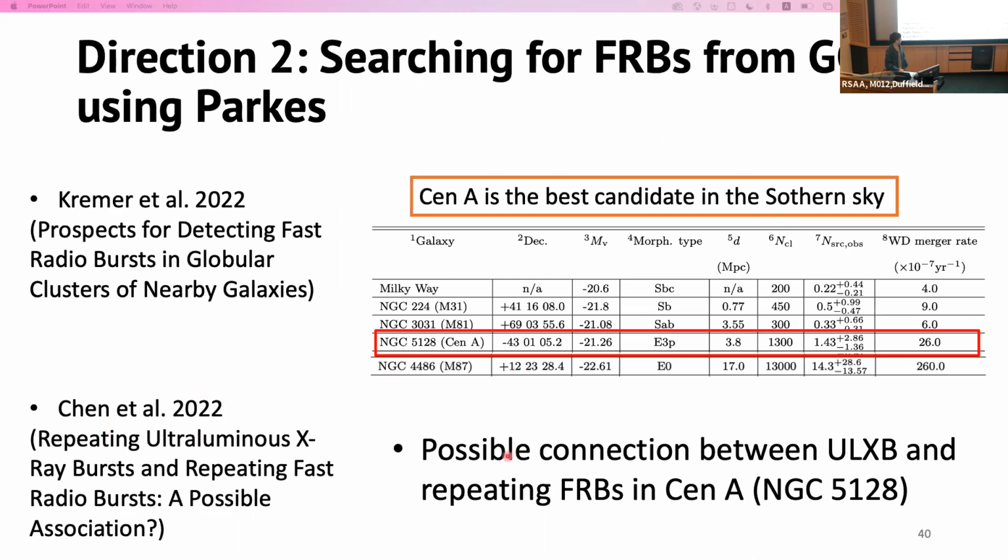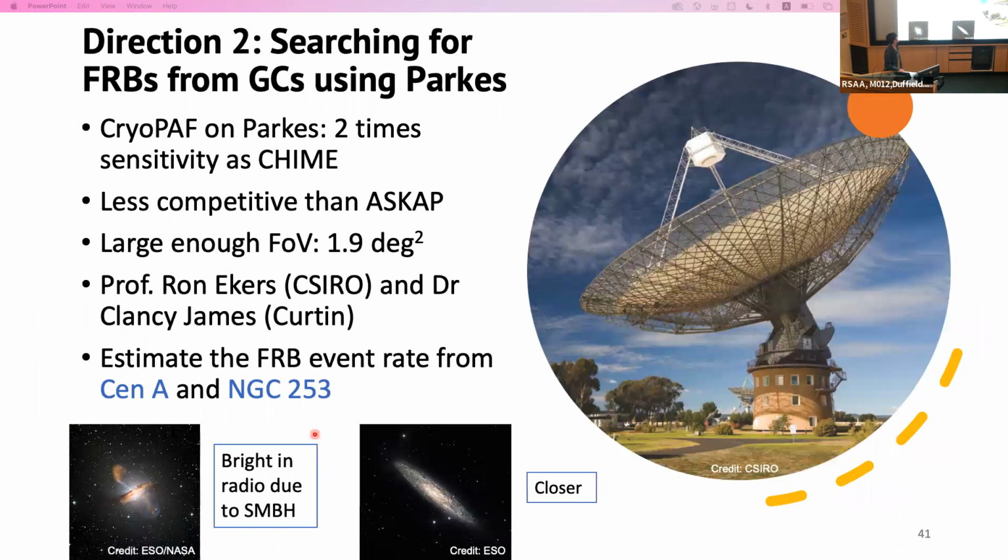2022, they are saying that there is a possible connection between ultra luminous X-ray bursts and repeating FRBs in Cen A. They have detected some ultra luminous X-ray bursts from it, and they are saying that they have a connection. Maybe these will be the counterparts of FRBs. So in this direction too, I'm trying to use CryoPAF, which is a new instrument which will be installed in Parkes, and it will be 2 times more sensitive than CHIME, and it will be less competitive than ASKAP, so I need to worry less about it.